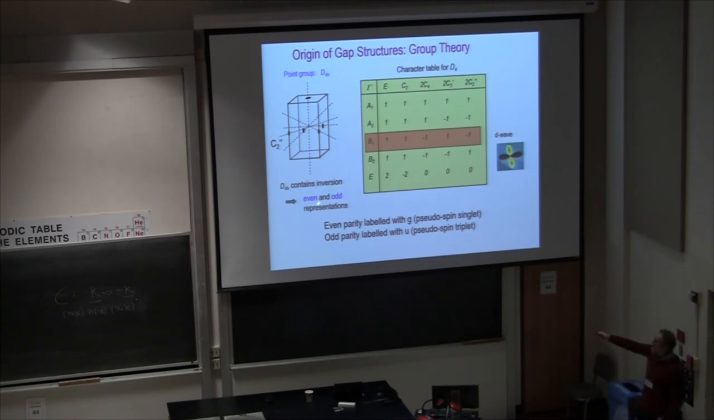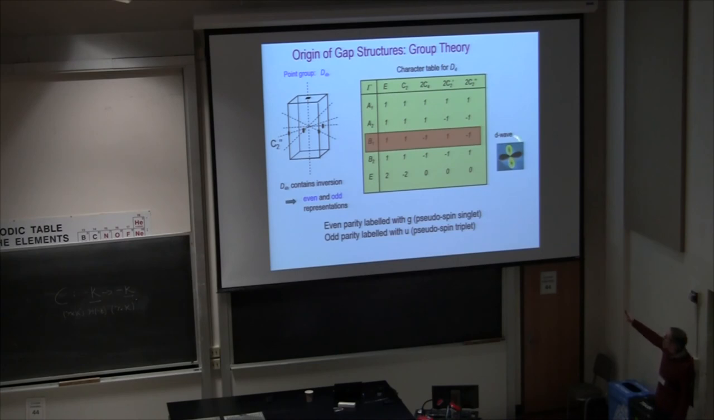Now, in principle, if we have parity as well, we have even and odd parity representations. I'm not focusing on that here. But it turns out that these character tables, especially for these so-called one-dimensional representations, completely specify the nature of the Cooper pair wave function. I told you before we had a D-wave superconductor. It turns out this D-wave superconductor exists in a material with tetragonal symmetry, or the symmetry properties of a square.